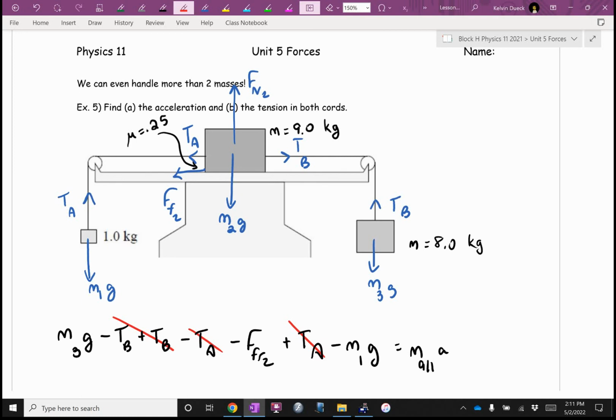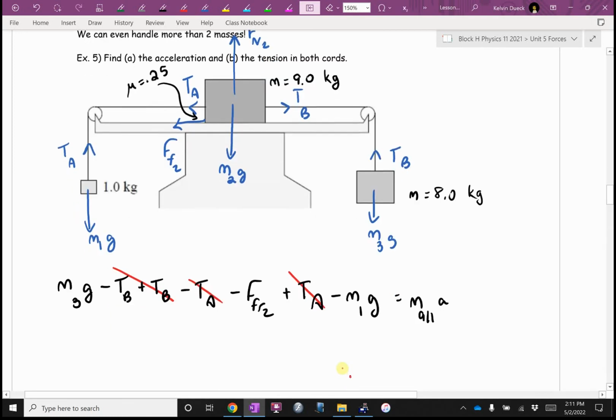What's part A asking me to find? How would I get the a by itself?